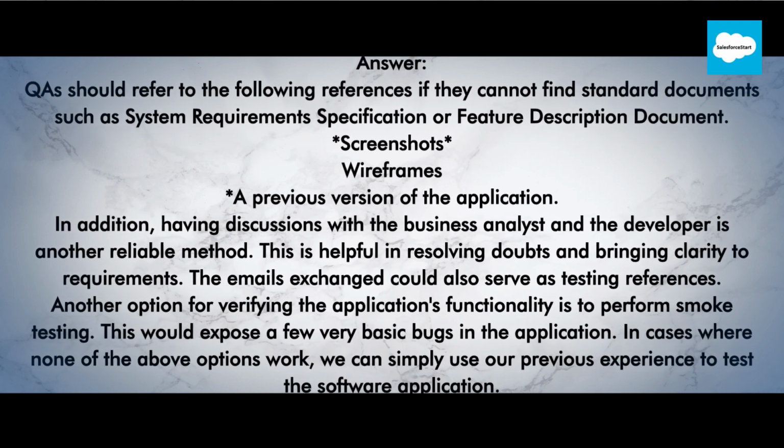Answer. QAs should refer to the following references if they cannot find standard documents such as System Requirements Specification or Feature Description document: screenshots, wireframes, a previous version of the application. In addition, having discussions with the business analyst and the developer is another reliable method. This is helpful in resolving doubts and bringing clarity to requirements. The emails exchanged could also serve as testing references.